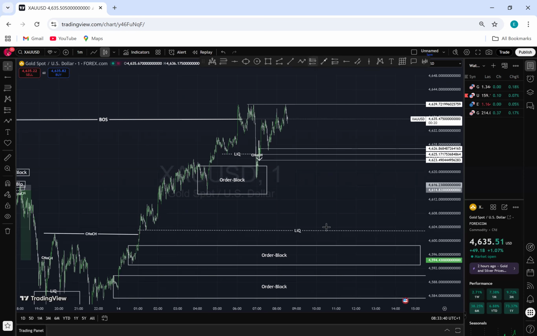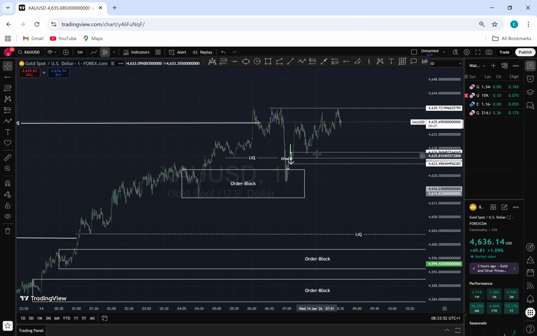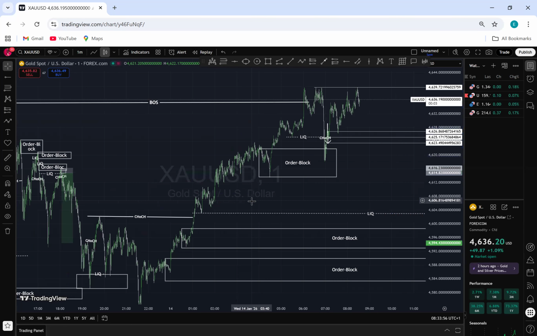In your 1 minute, you just look out for a change of character, liquidity, and then an order block. Okay. Sorry, I have an issue with using 1 minute. It's always confusing. Okay, so are you trading props?